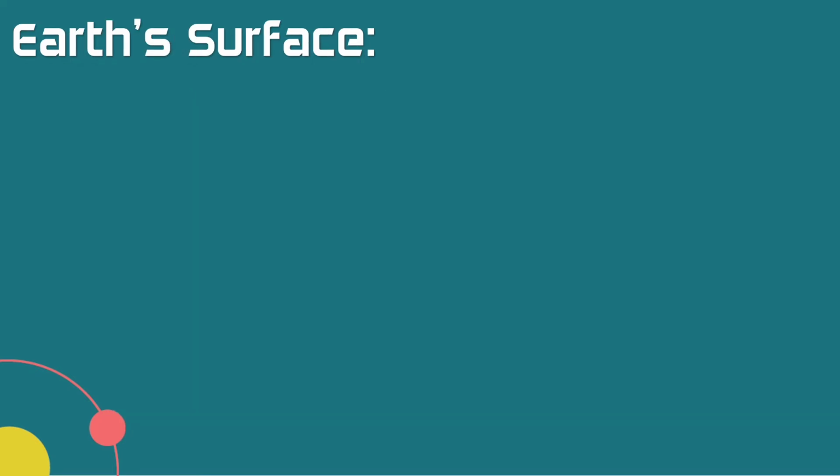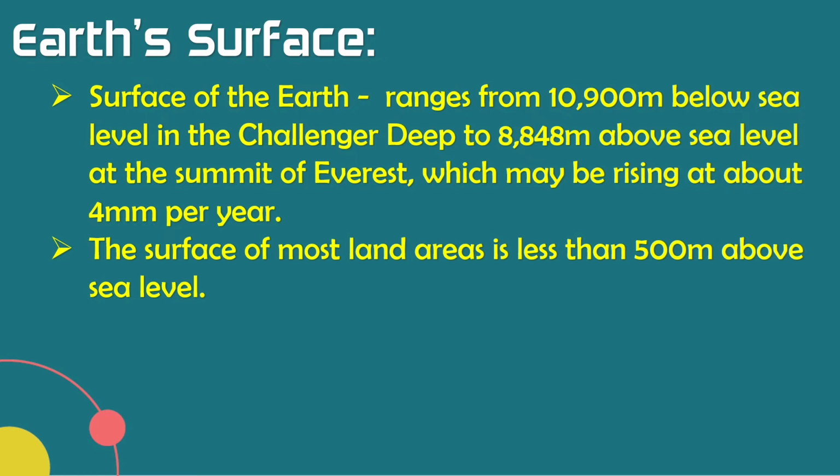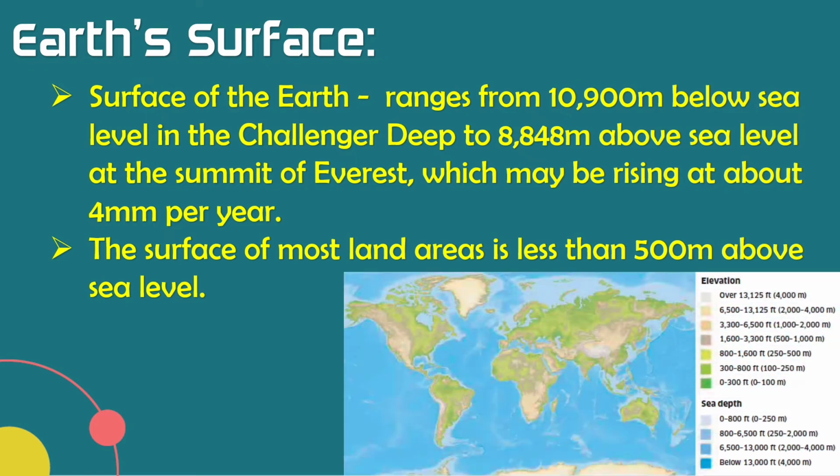Earth's surface. The solid surface of the Earth ranges from about 10,900 meters below sea level in the Challenger Deep to 8,848 meters above sea level at the summit of Everest, which may be rising at about 4 mm per year. The surface of most land areas is less than 500 meters above sea level.